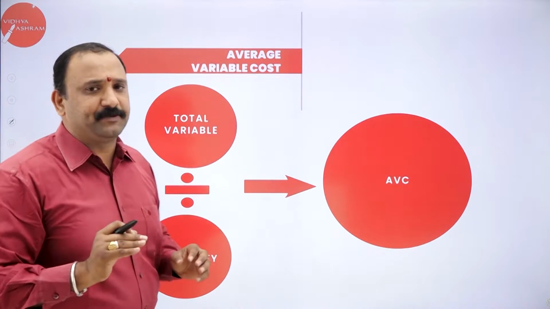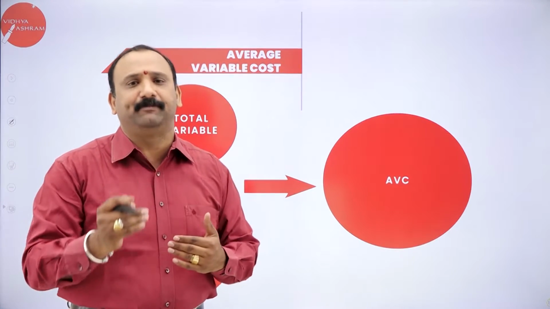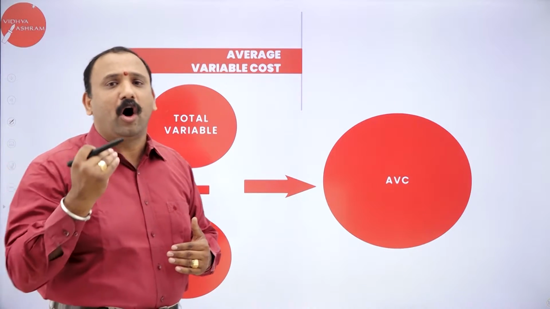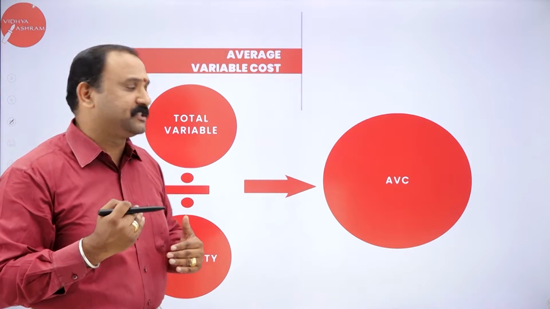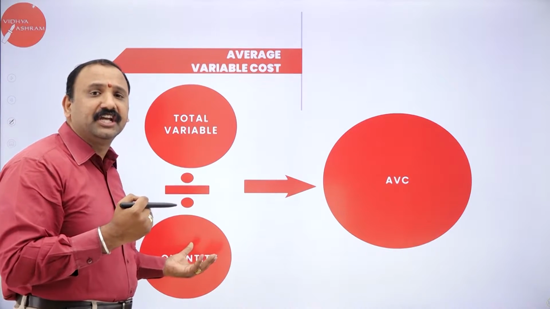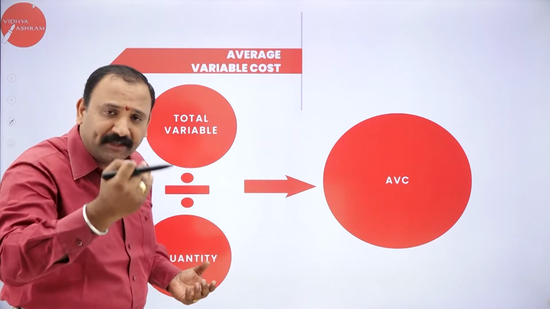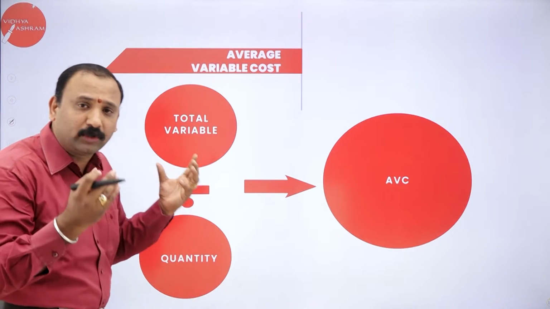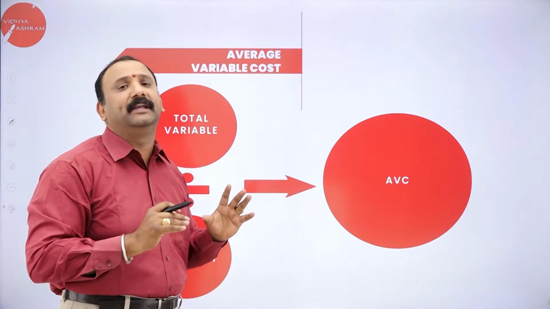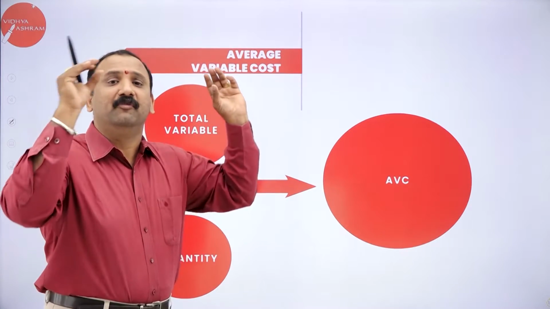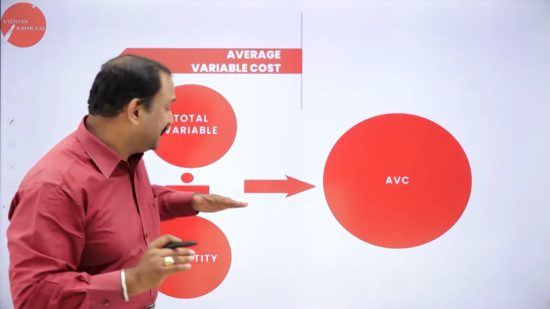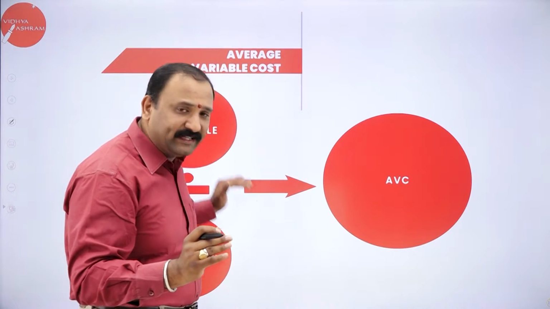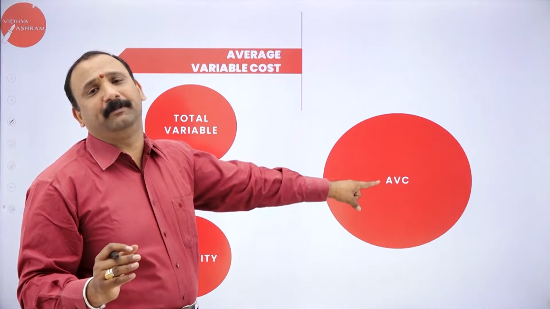So on an average basis, when you are customizing something, when you are adding up some extra values, some extra inputs, automatically there will be a change in the output. So how can the change in the output be measured? Total variable. What is the total amount of variable factors that you are bringing in, divided by the quantity? That is how much is your output. When you divide that, you get your average variable cost.